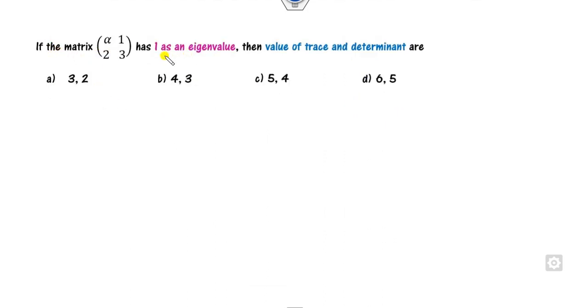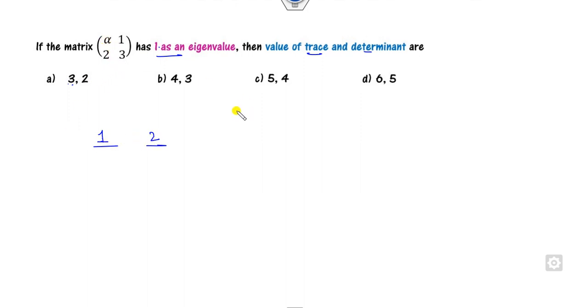If the matrix has 1, it's a 2 cross 2, so one of the eigenvalues is 1. Then the trace and determinant will be there, so you can look at the options. If trace is 3, it means this value is 2. If trace is 3 and one of the eigenvalues is 1, the trace will be here.